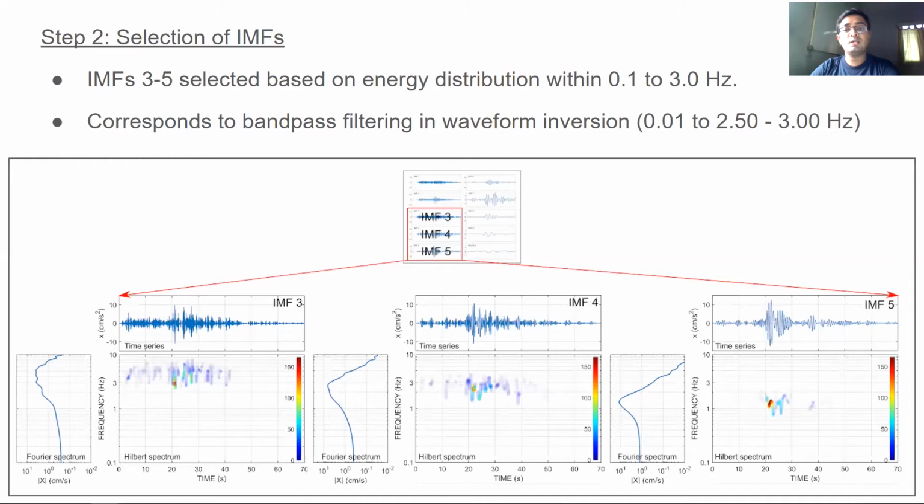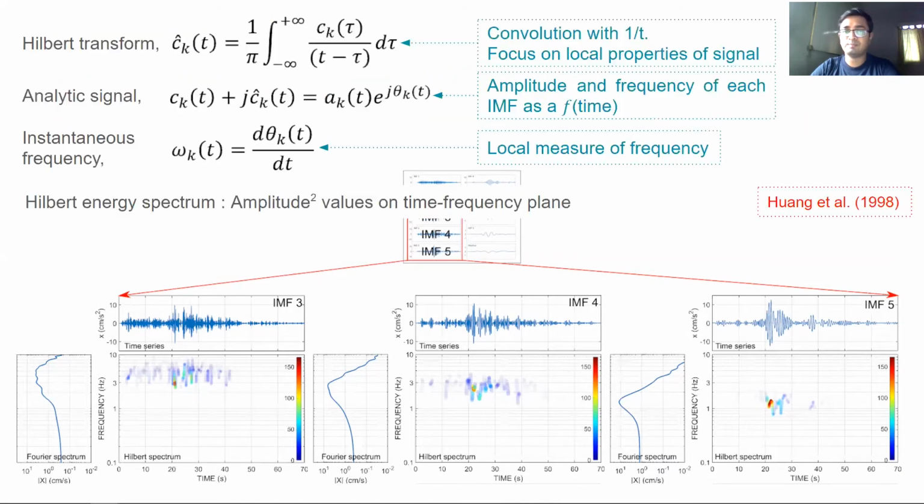Next, we introduce a criterion for the selection of IMFs that could possibly represent the source. We select IMFs in the frequency range of 0.1 to 3 Hz, which corresponds to the bandpass filtering in waveform inversion. The figure shows the time series, Fourier spectrum, and Hilbert spectrum for each of the 3 selected IMFs. To generate the Hilbert spectrum, we plot the amplitude squared values on the time frequency plane. These amplitude squared values are obtained from the analytic signal for each IMF, which in turn is obtained from the Hilbert transform of the IMF.